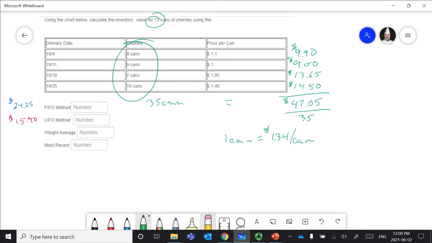And like I said, when we talked about the weighted average method, this is where a lot of people stop. But think about this. How could FIFO be $25.25 and LIFO be $15.90 and then weighted average is only $1.34? We need to apply this to the 13 cans. So $1.34 times 13 is going to give us our total value of $17.48.